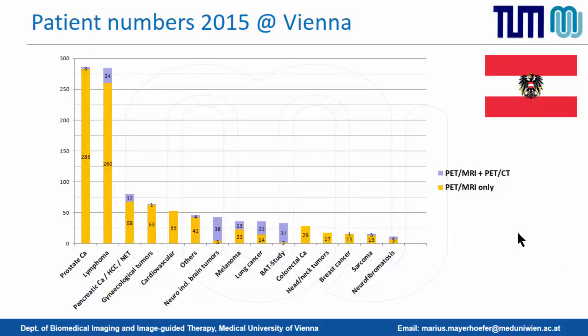So these are the patient numbers from 2015, and it's obvious where the research focus is, I think. On prostate cancer on the one hand, on lymphoma on the other hand. All other indications, while not rare, are less common. Cardiovascular is coming up, so in 2016, in the first quarter, we have seen an increase in those numbers. But clearly these two are number one, and as you can see, most of them are done by PET-MR, with no additional PET-CT anymore.